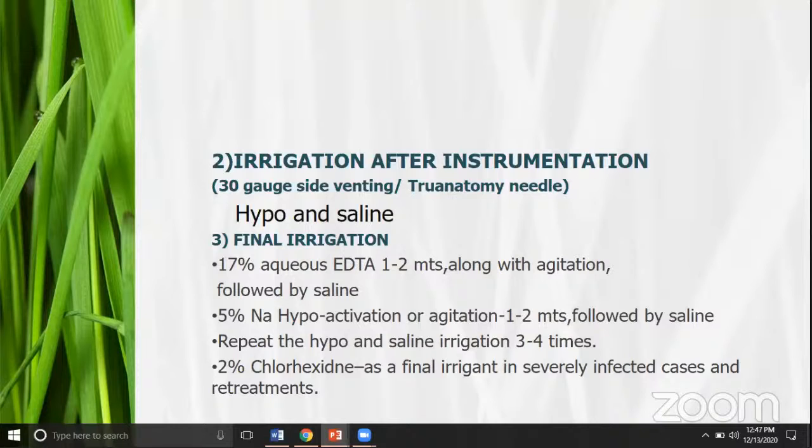Then final irrigation, just before the obturation, after taking the master cone, you can use the EDTA gel, 17% EDTA gel for 1 to 2 minutes to remove the smear layer. And after that, you have to again use the pipe to agitate.